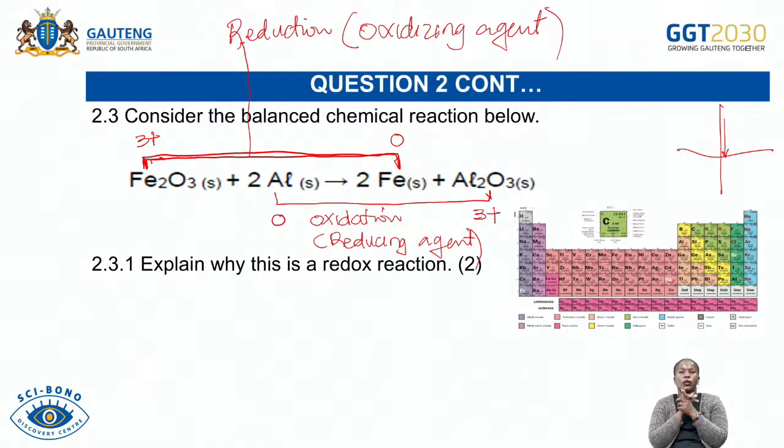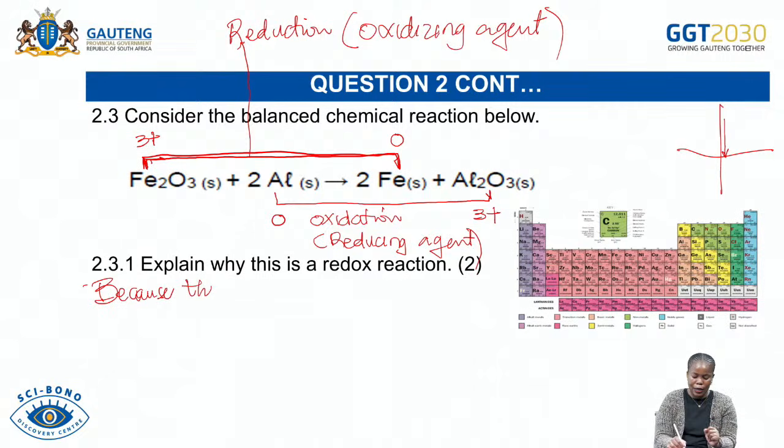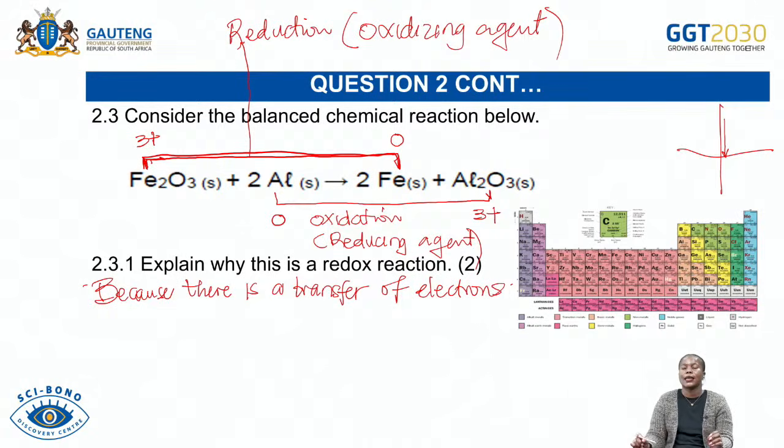Then we look at the questions. 2.3.1. Explain why this is a redox reaction. Because there's a transfer of electrons. Remember, in redox reactions, there's a transfer of electrons. That is why it is regarded as a redox reaction.